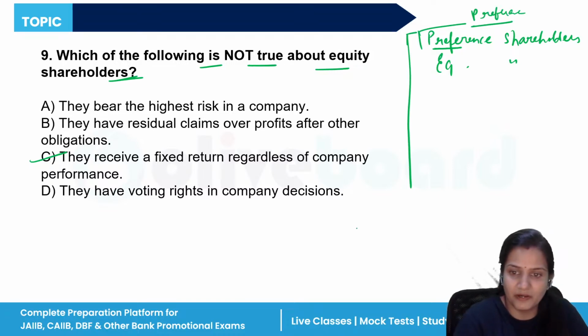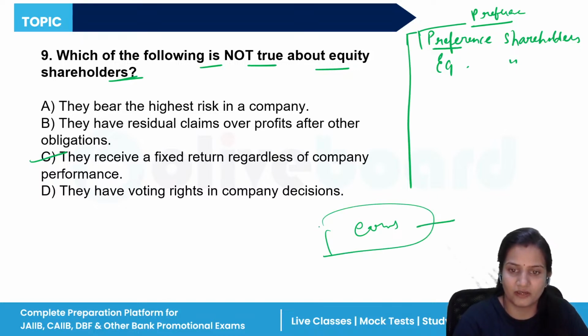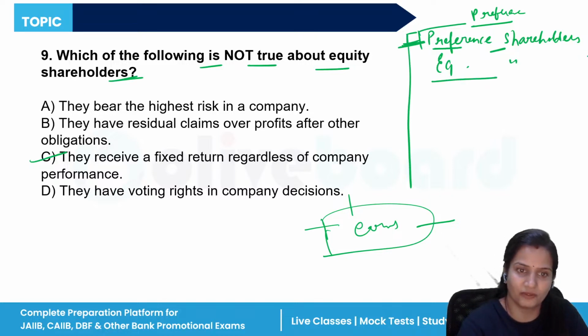When a company earns a profit, after paying all its debt, after giving all its interest to the bank and the debenture holders, whatever money is left is first given as a dividend to the preference shareholders. After that, whatever is left will be divided among equity shareholders. So, which is not true, it is asking.